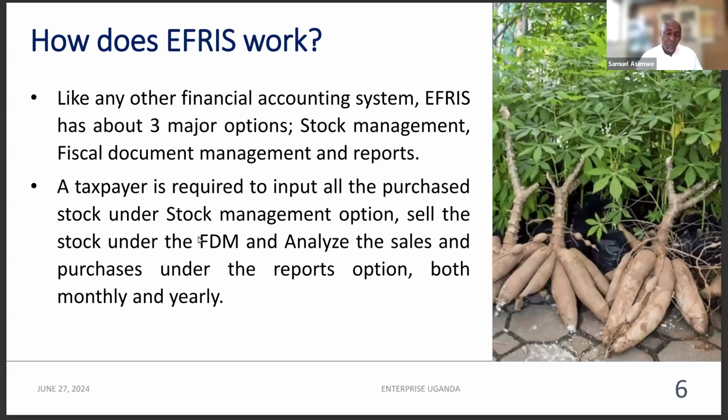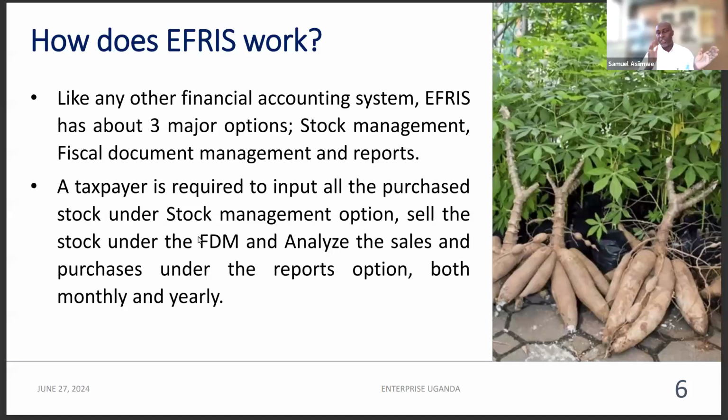A taxpayer is required to input all the purchased stock under the stock management option. Within the stock management option, you are able to analyze your stocks. You are able to input your stock when you purchase items, or if you import items. You are able to put item by item in the stock values in the system. Within the system, you are able to analyze your stocks. You are able to see the stock levels.